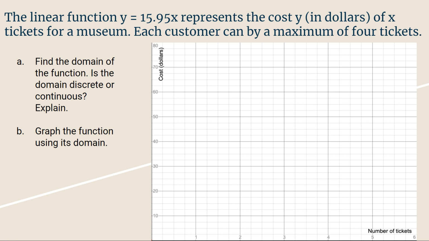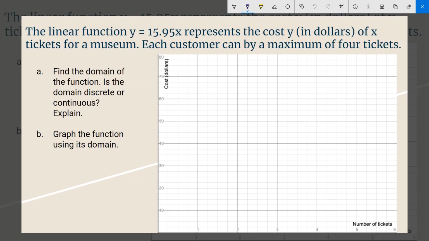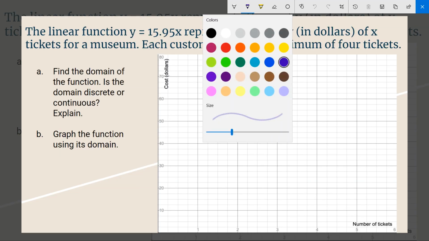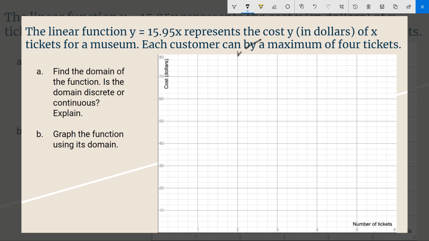All right, let's look at this story problem. The linear function y equals 15.95x represents the cost y in dollars of x tickets for a museum. Each customer can buy a maximum of 4 tickets. So in part A, we're supposed to find the domain of the function and tell whether it's a discrete domain or a continuous domain.